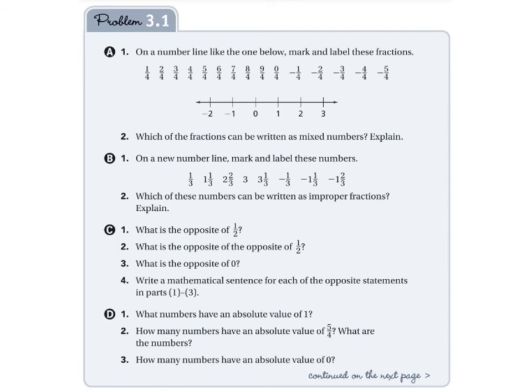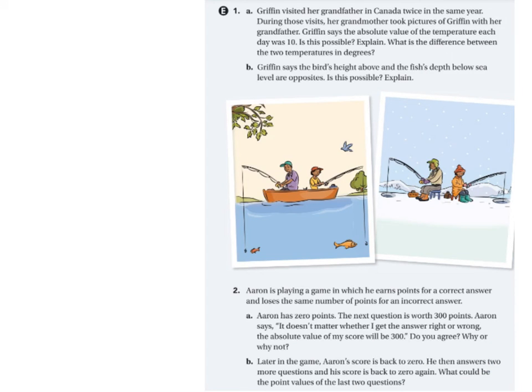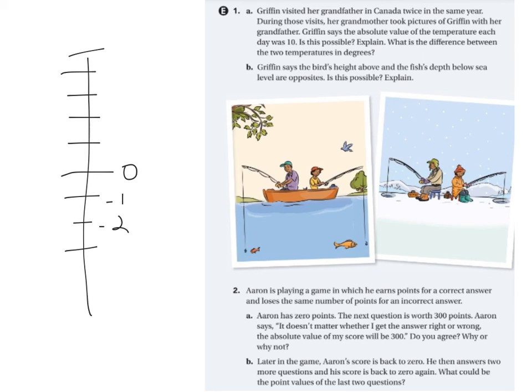So in this problem, 3.1, label your paper. You're going to be doing some marking on a number line and putting in different fractions and mixed numbers, finding opposites for us. E is a good problem because E deals with a vertical number line, so 1, 2, 3, 4, 5, and then these would all be negative numbers. So it's just another way of looking at a number line.